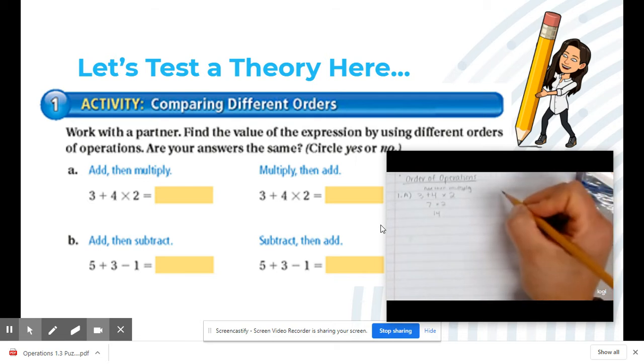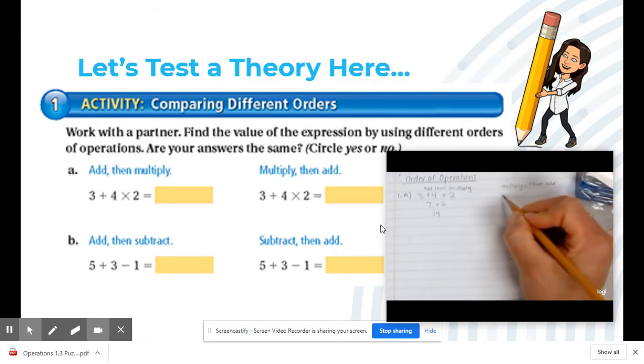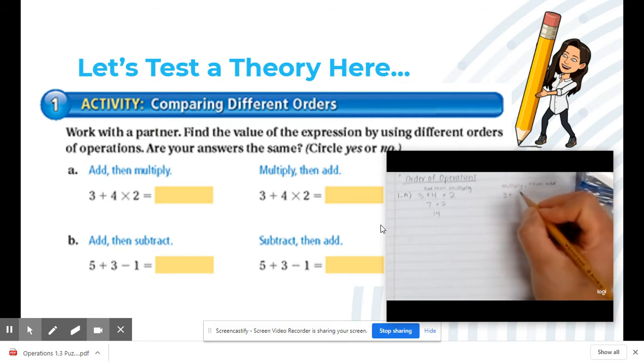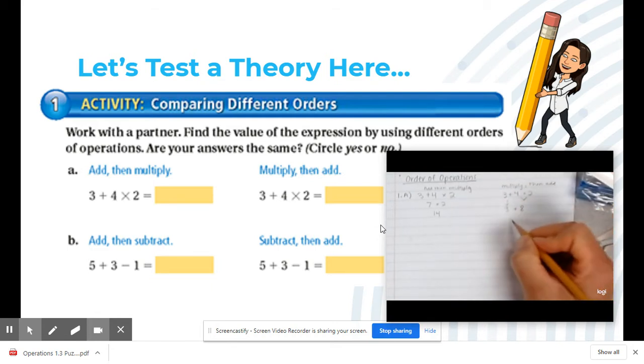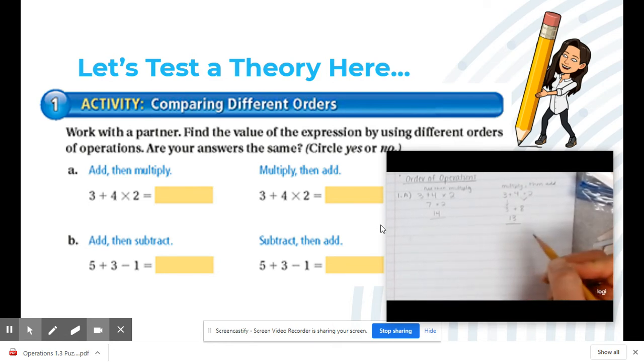Now I'm going to try a different order. The order says multiply, then add. So the problem's the same, 3 plus 4 times 2. So I'm going to multiply first, which is 8, and then I'm going to drop down this 3. Now 3 plus 8 is 13. So I got two different answers. I got 14 and then I got 13. So does order matter? Yes, in this case it does.